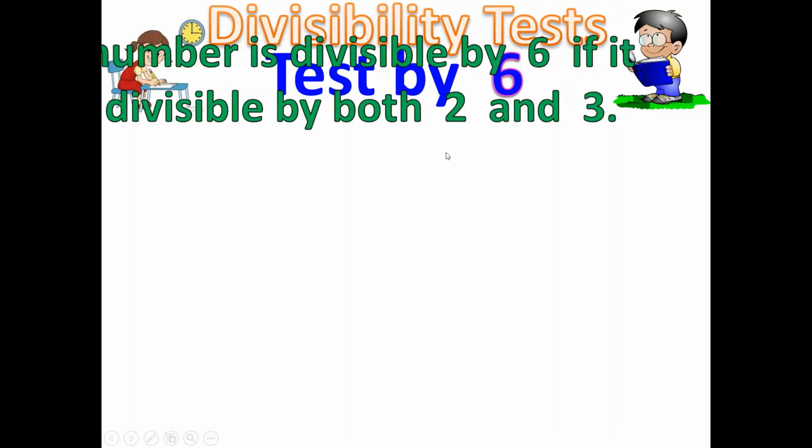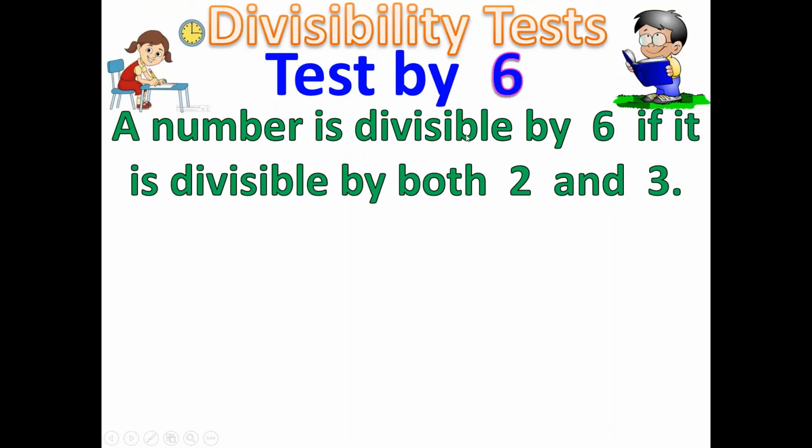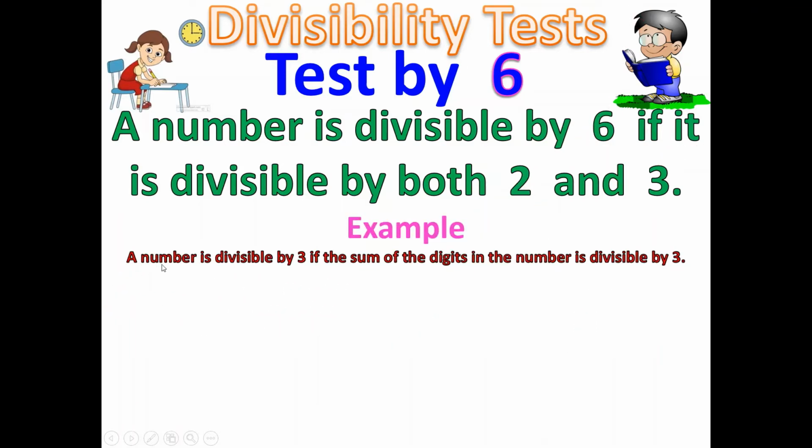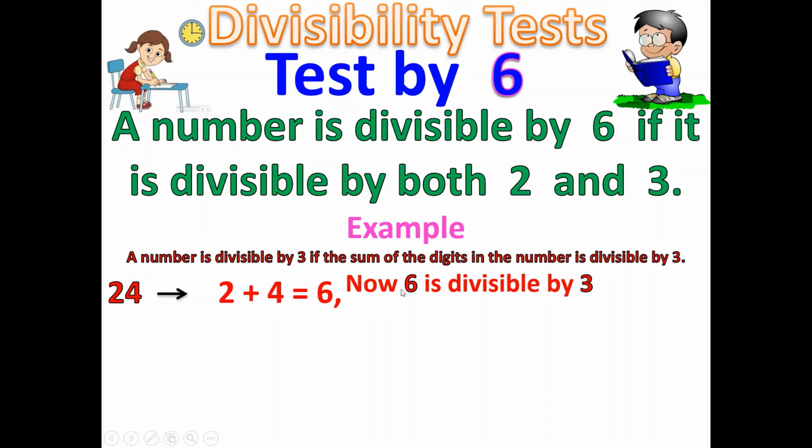Test by 6. A number is divisible by 6 if it is divisible by both 2 and 3. Now a number is divisible by 3 if the sum of the digits in the number is divisible by 3. Now we go on to the example. 24: 2 plus 4 equals 6. Now 6 is divisible by 3 and hence 24 is divisible by 3.